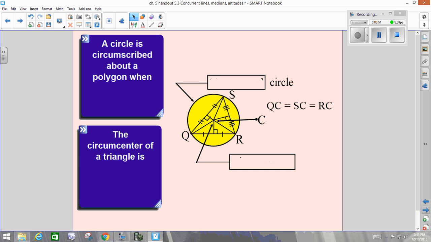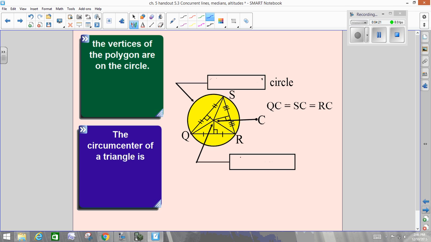All right, some vocab words here. A circle is circumscribed about a polygon when the vertices of the polygon are on the circle. We have triangle SQR; its vertices S, Q, and R are on the circle. So we would say that this circle is circumscribed about the triangle.